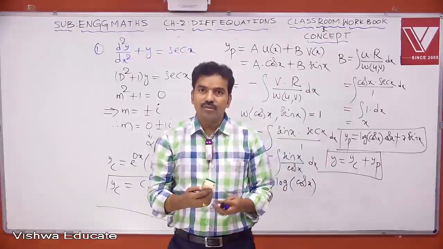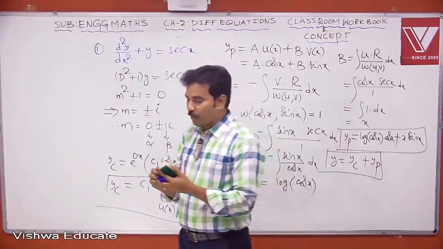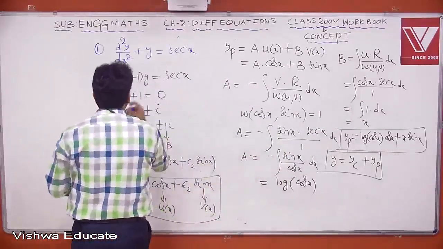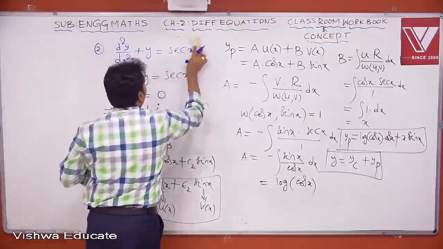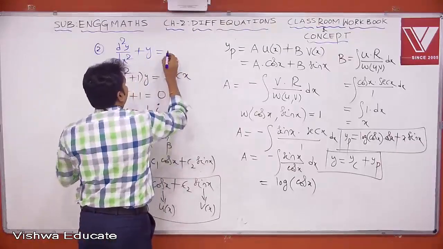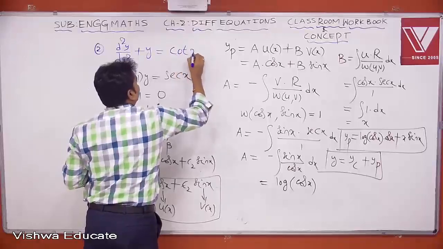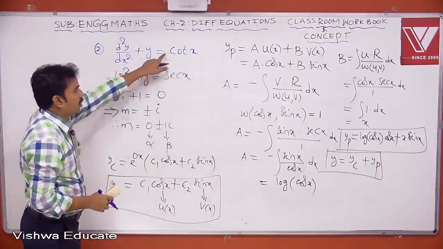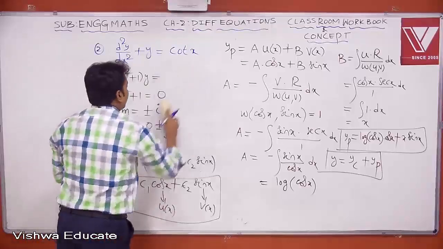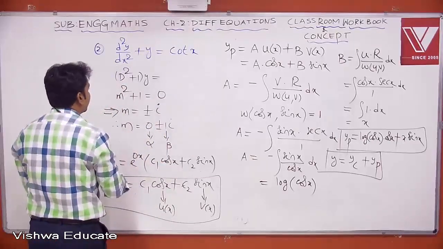Next, we solve one more question on variation of parameters. I am not changing LHS part. Just I will do some changes in RHS part. This is, for example, cot x. So d square y by dx square plus y equal to cot x. So therefore here RHS is cot x.